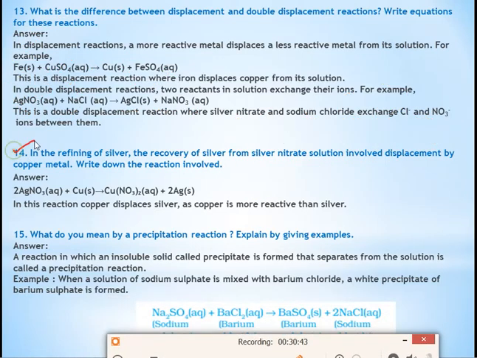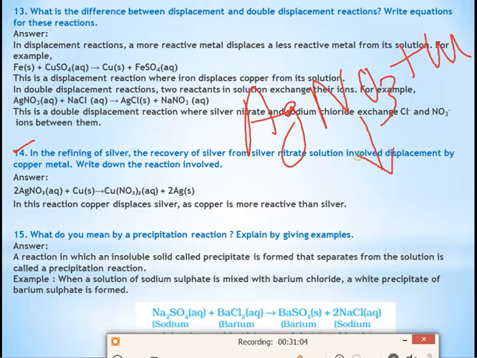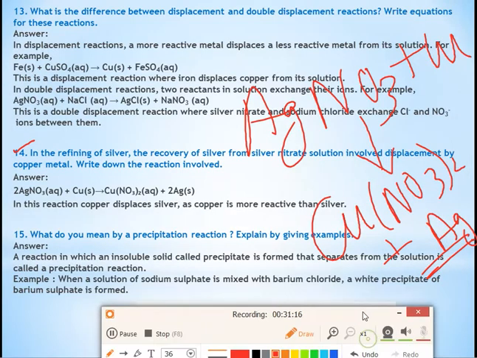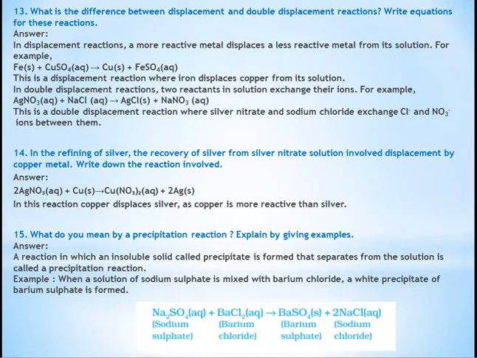Okay, now let's take up question number 14. In the refining of silver, the recovery of silver from silver nitrate solution involved displacement by copper metal. Write down the reaction involved. The formula of silver nitrate is AgNO3. When it reacts with copper, what product are we getting? Copper is more reactive than silver, so it will form copper nitrate, Cu(NO3)2, plus silver will come out from the reaction. Copper is more reactive, so copper will displace silver from its salt solution.